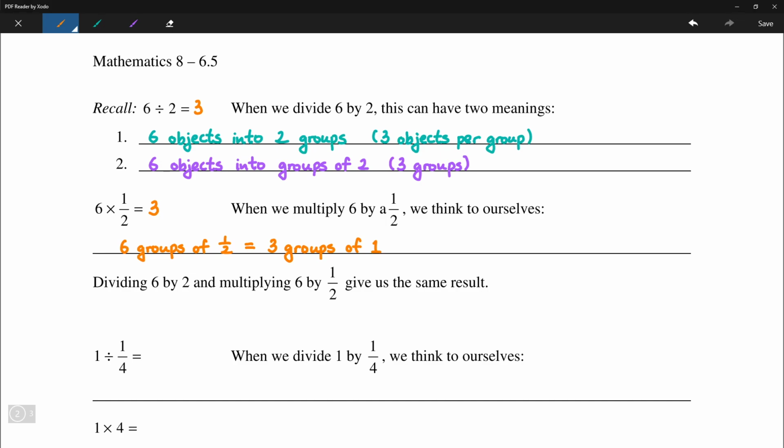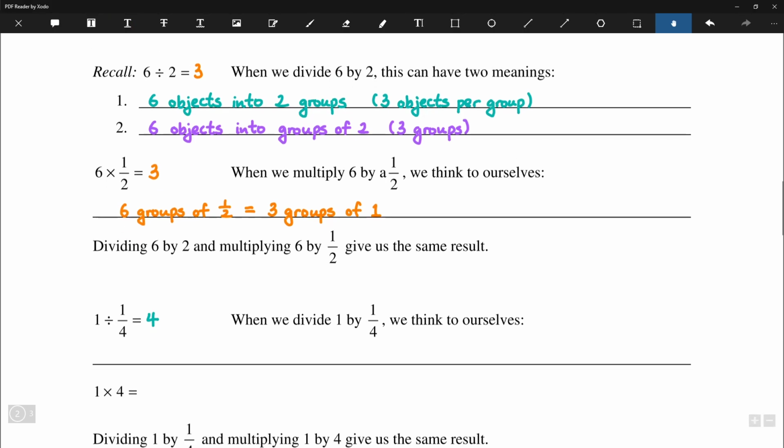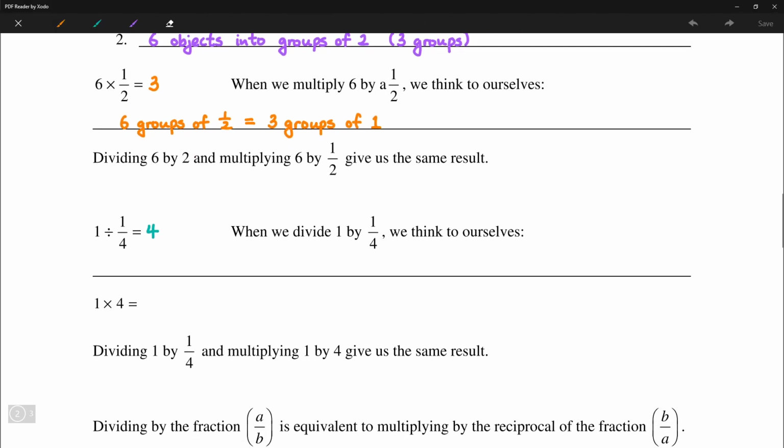And from the first page, we saw 1 divided by 1/4 was equal to 4. The way that we can think about this is, once again, one object into groups of 1/4 gives us 4 groups. And notice that 1 divided by 1/4 is the same as 1 times 4, which of course also gives us 4.